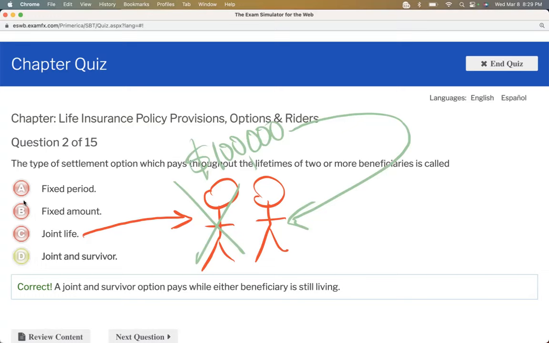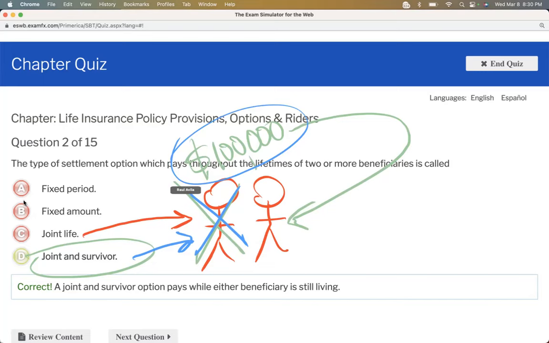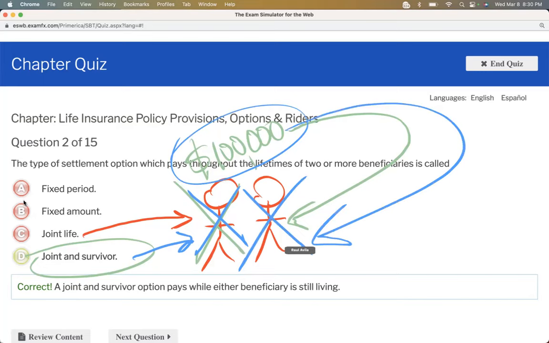You see that? But in this question, they're asking what settlement option pays throughout the life of two or more people? So now the answer is going to be joint and survivor, because joint and survivor works like this. I'm going to use blue, okay? Keep the green. If the first one dies, the income continues. In terms of life insurance, the money doesn't get paid out. When the second one dies, now the income gets paid.